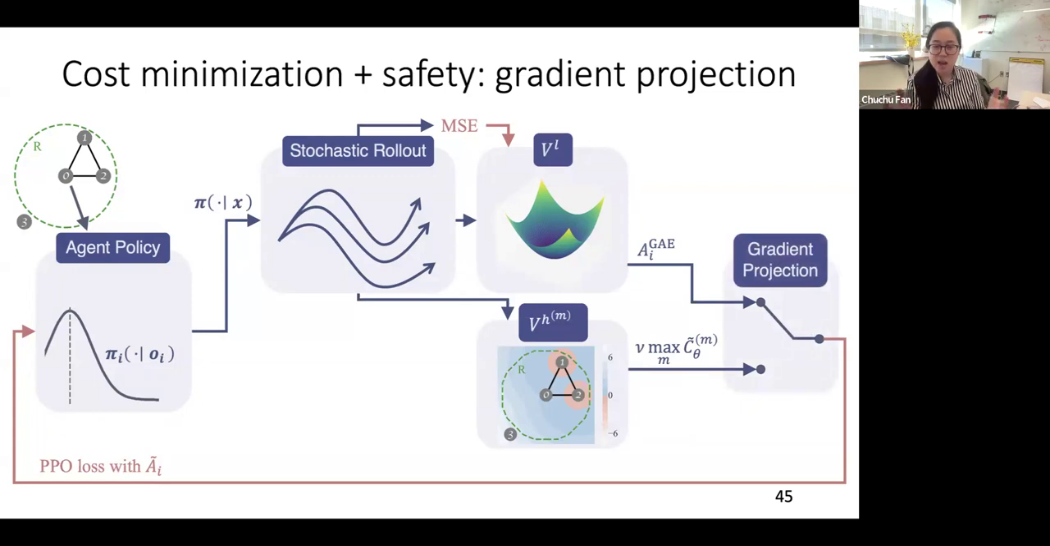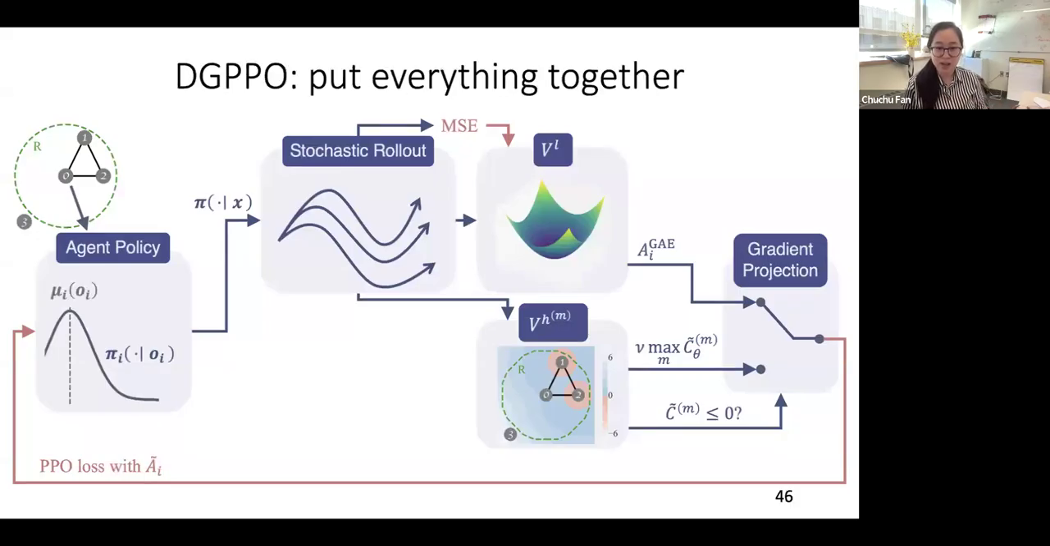So the idea is, if the current policy already satisfies the safety constraint, then this gradient will take one step to minimize the cost of the objective. However, if the current policy violates the safety constraint, the policy's gradient will be projected using my GCBF to take one step to maximize the safety instead of the objective. So in this way, it can really nicely use the same rollout.